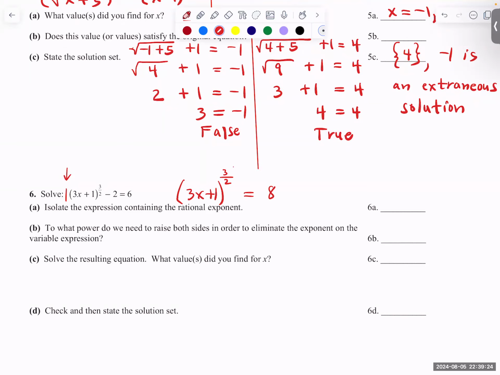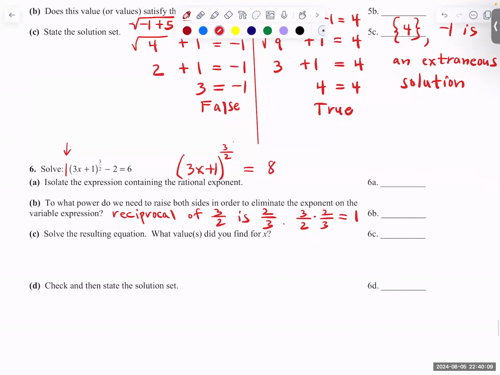Now the power is 3/2, which has a reciprocal of 2/3. So in a problem like this, we're going to raise both sides to the power 2/3, which is the reciprocal of 3/2. So noting that the reciprocal, or multiplicative inverse, of 3/2 is 2/3, because when you multiply reciprocals, the product would be 1, right? 6 over 6, which is equal to 1.